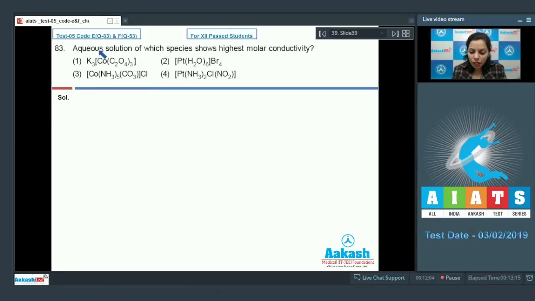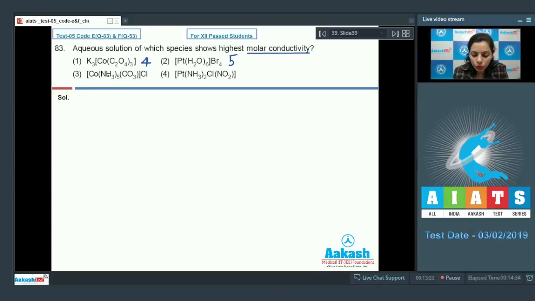Question number 83. Aqueous solution of which species shows highest molar conductivity? Molar conductivity can be identified with the help of the number of ions. The more the number of ions present in the solution, the more would be the molar conductivity. So if I talk about the first complex, K3[Co(C2O4)3], how many ions are there? 3 potassium ions and 1 complex ion. It means in this case there are 5 ions, 1 complex ion and 4 Br negative ions.